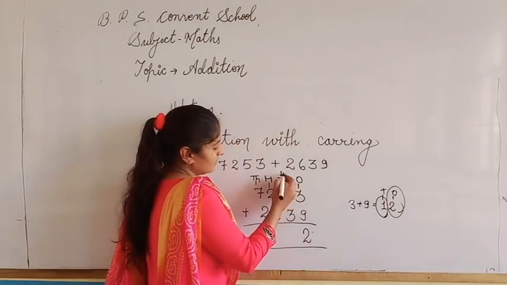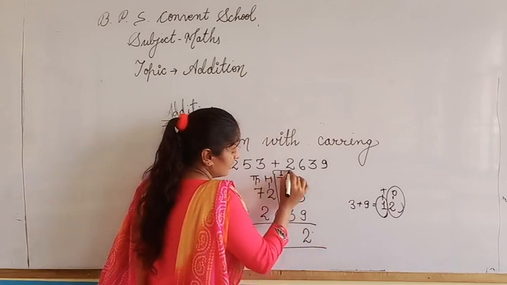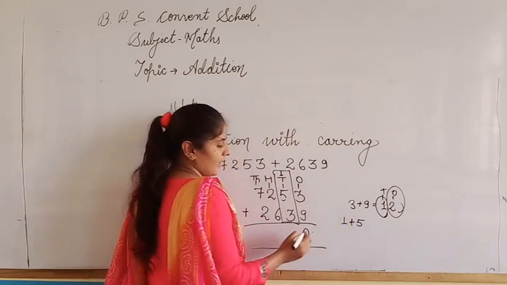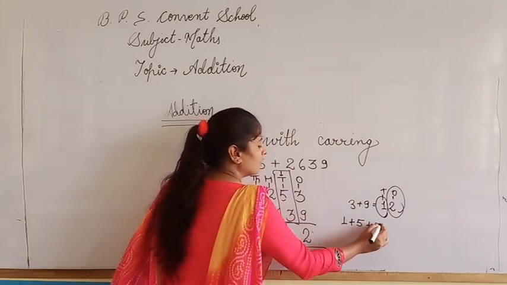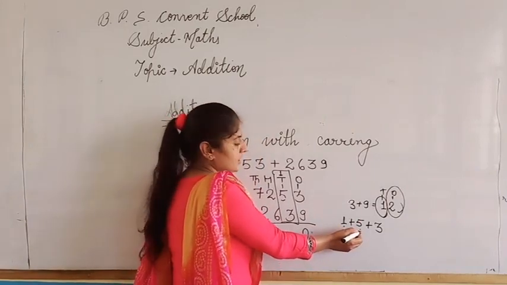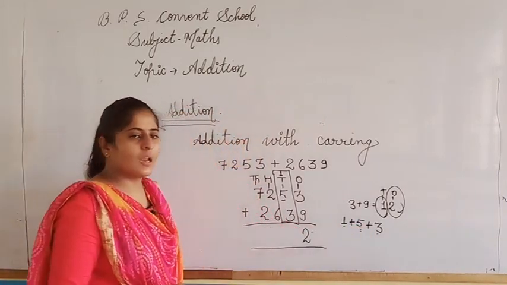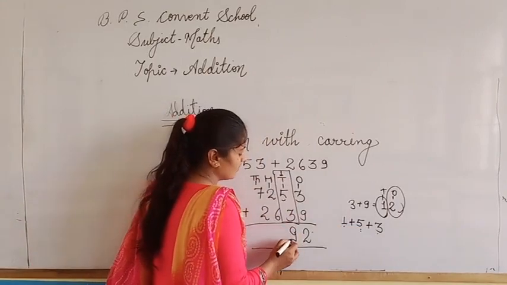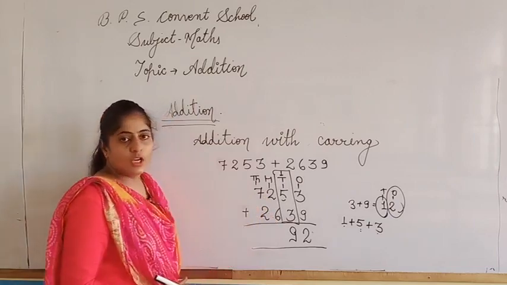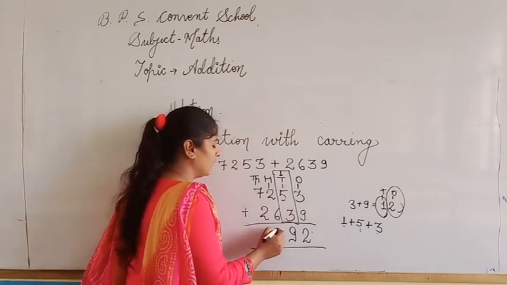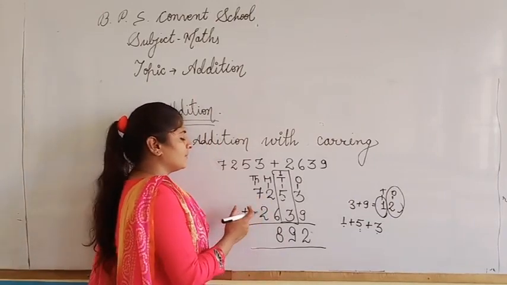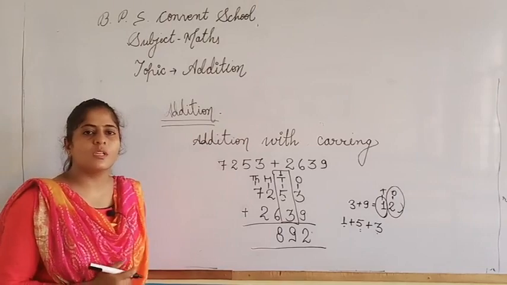Let's add the tens place. Tens column is 1, next 5, next 3. 1 plus 5, 6. 6 plus 3, 9. Tens place 9. Hundreds place is 2 plus 6. 2 plus 6 is equal to 8. Next, thousands place 7 plus 2. 7 plus 2 is equal to 9.